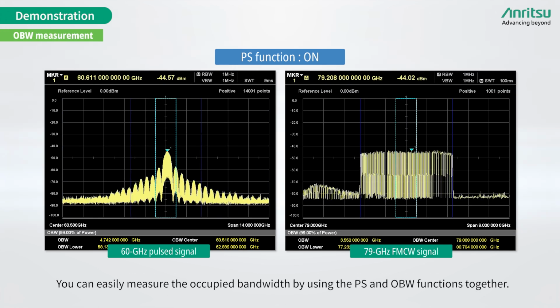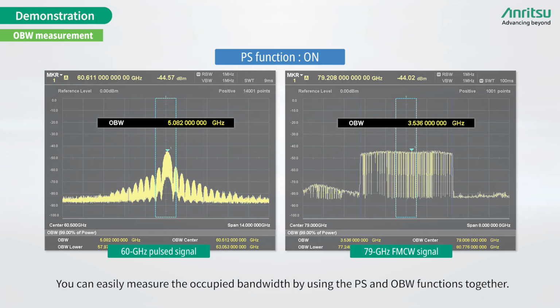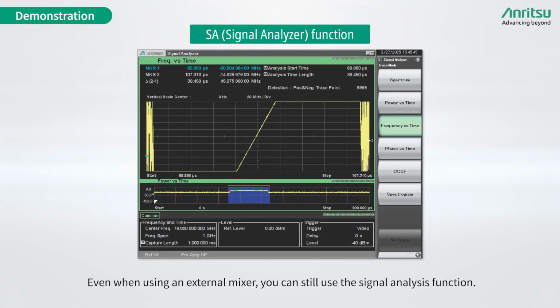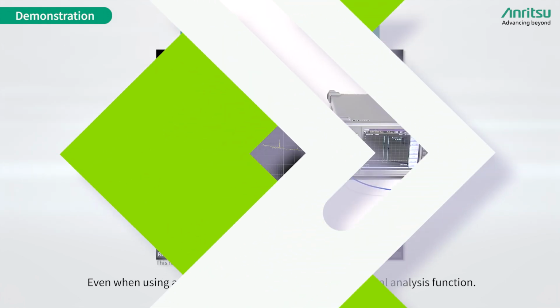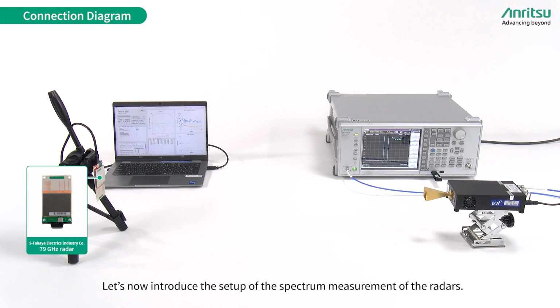You can easily measure the occupied bandwidth by using the PS and OBW functions together. Even when using an external mixer, you can still use the signal analysis function. Let's now introduce the setup of the spectrum measurement of the radars.